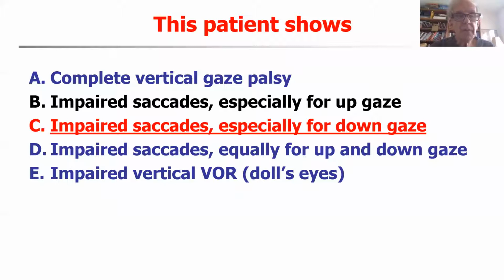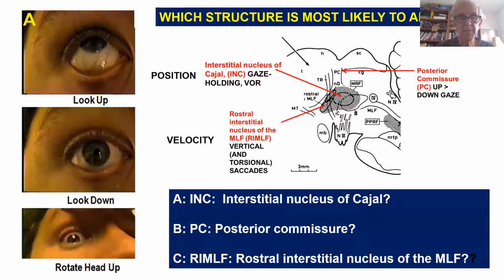We were asking ourselves what this last patient showed. Was there a complete vertical gaze palsy, impaired saccades for down, impaired saccades equally for up and down, impaired vertical VOR? And the answer quite clearly was down gaze, predominantly down gaze palsy for saccades. Okay, which structure is most likely to be affected? Remember, he had most trouble looking down with saccades.